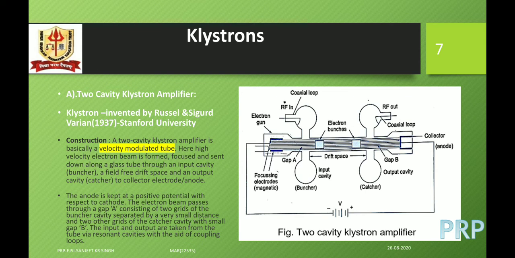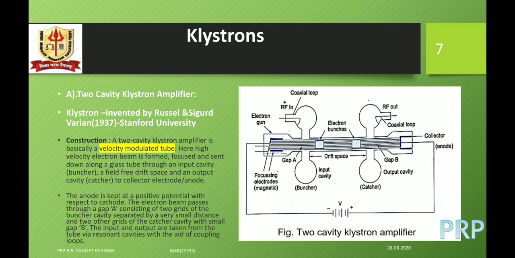The two cavities: one is for providing the radio frequency input to be amplified, and the other is for taking out the amplified version of the radio frequency, the catcher cavity or output cavity. Then the collector is positively charged, and due to that it attracts the electrons from the cathode and accelerates the electron beam. In between the buncher cavity and the catcher cavity there is a space called the drift space, in which bunching takes place.